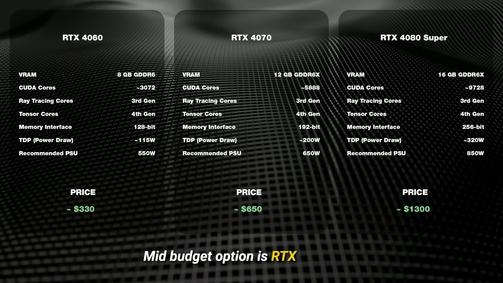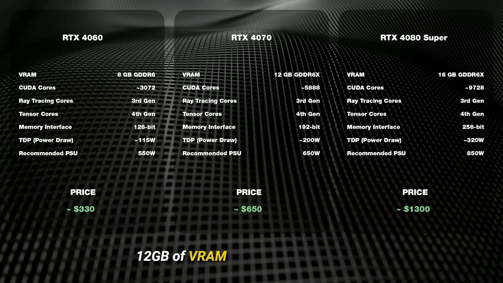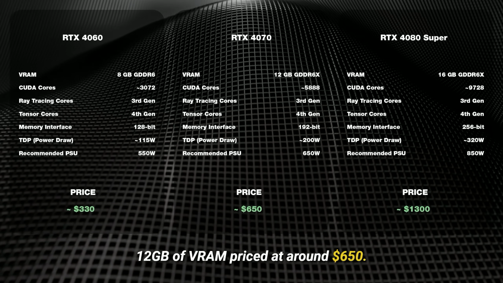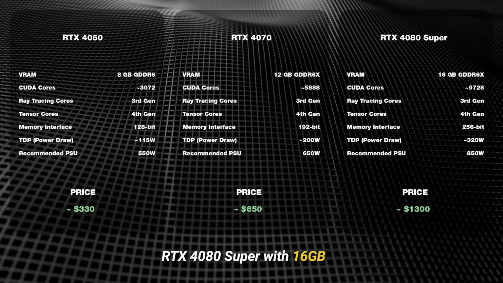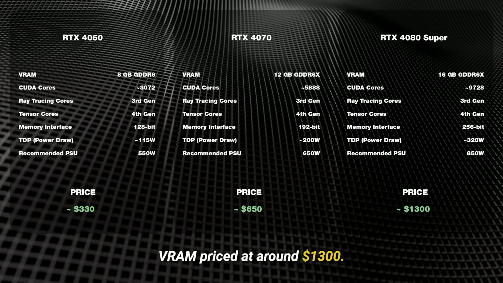Mid-budget option is RTX 4070 with 12 gigs of VRAM, priced at around $650. And the high-end option is RTX 4080 Super with 16 gigabytes of VRAM, priced at around $1,300.